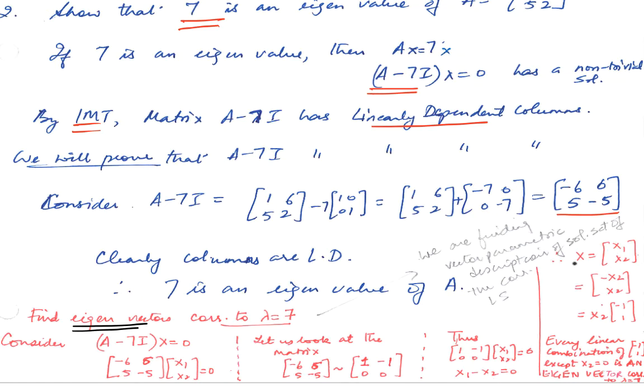So remember, we're looking at this vector x. That's the eigenvector. So we are able to find that these elements of the vector are related. That is x1 minus x2. So when you plug in the values, what do we get? x2 times minus 1 and 1. So that means every linear combination of minus 1 and 1 is the eigenvector which corresponds to this eigenvalue.